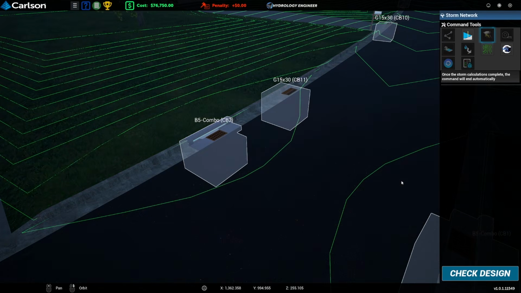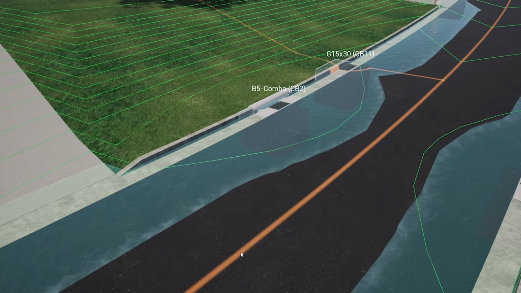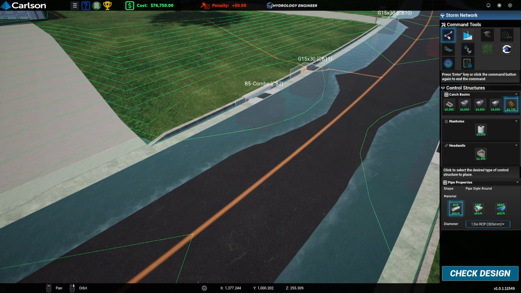Run it one more time. Do a cheeky bit of measuring there. So that stretch is all good. Down here does still go too wide, so I think we need another gully on that side of the road.